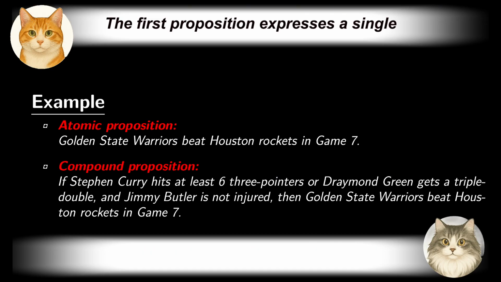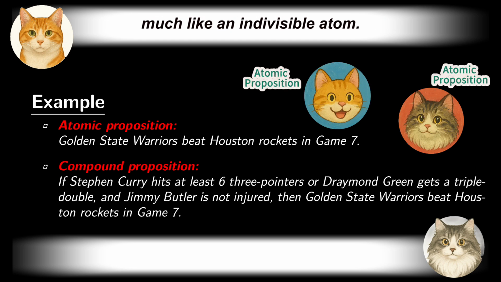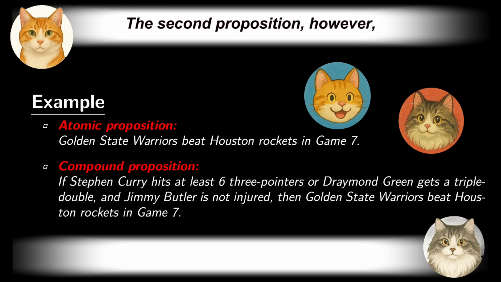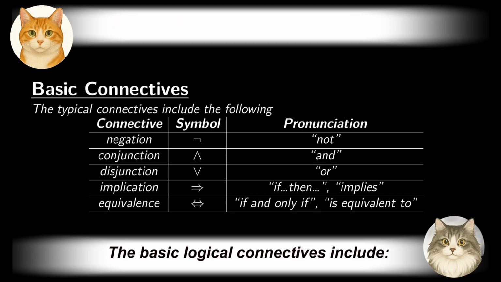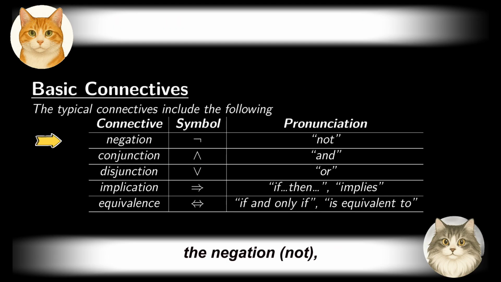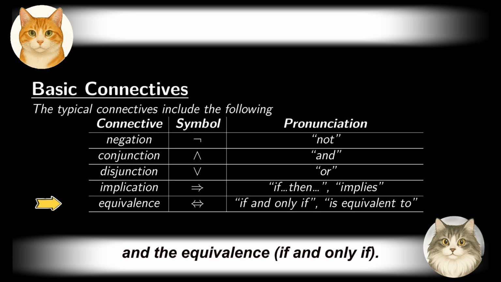The first proposition expresses a single, complete idea and cannot be broken down into simpler components, much like an indivisible atom. We call this an atomic proposition. The second proposition, however, is made up of several simpler propositions connected by logical connectives. These simpler propositions act like atoms joined by chemical bonds to form a molecule. We call this a compound proposition. The basic logical connectives include the negation, not, the conjunction, and, the disjunction, or, the implication, if, then, and the equivalence, if and only if.